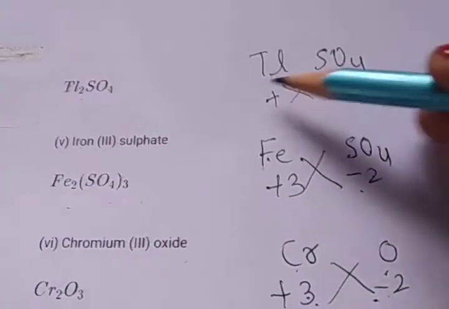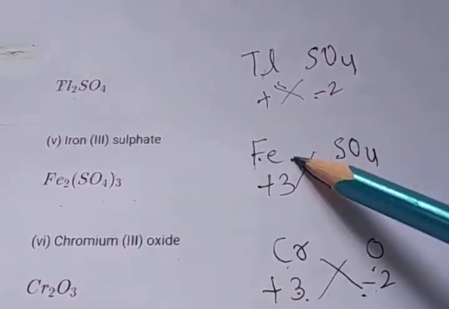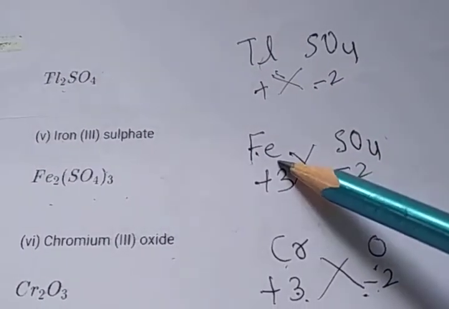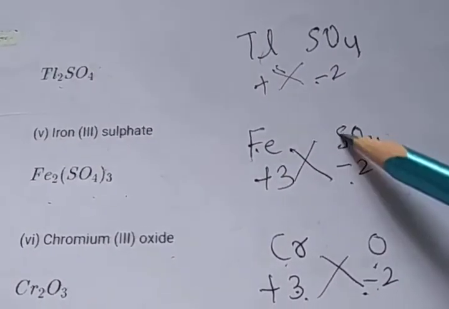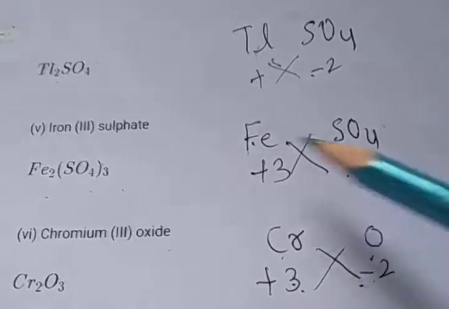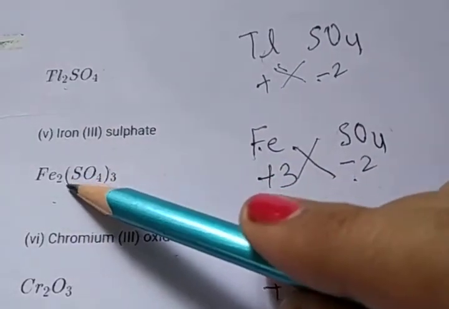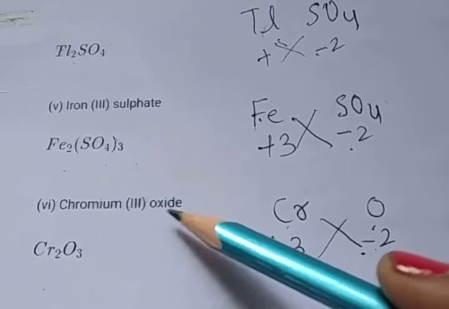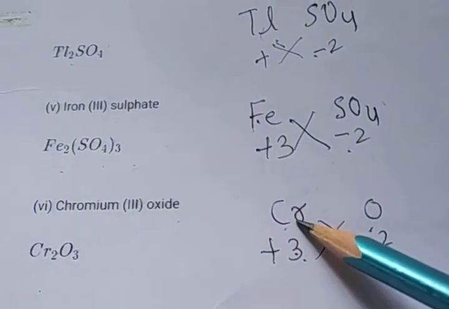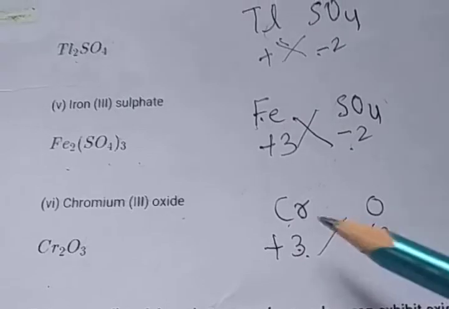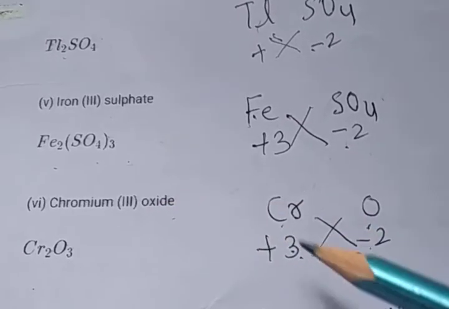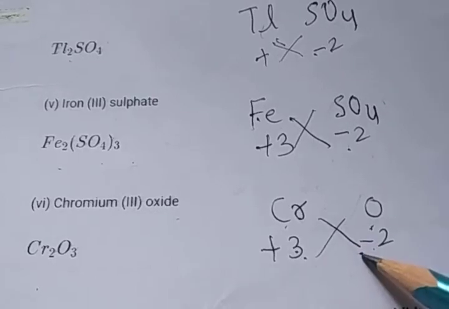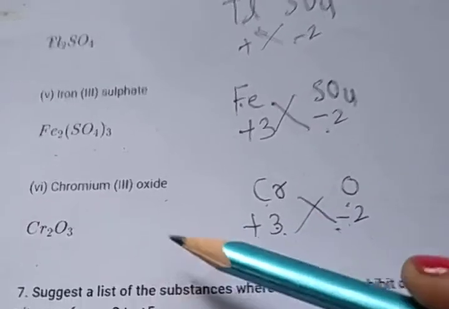Then iron(III) sulfate: iron is Fe, sulfate is SO4. Iron is +3 and sulfate is -2. Cross multiply, with the valencies going to the downside, so Fe2(SO4)3. Chromium(III) oxide: the chromium symbol is Cr, the oxide symbol is O. Chromium oxidation number given is +3 and oxygen is -2, so cross multiply: Cr2O3.